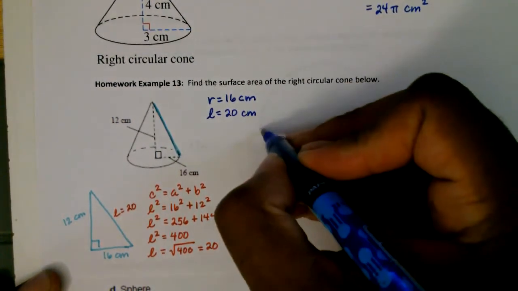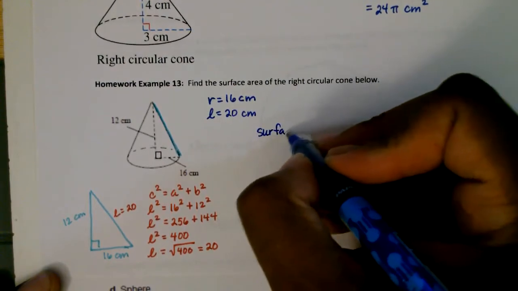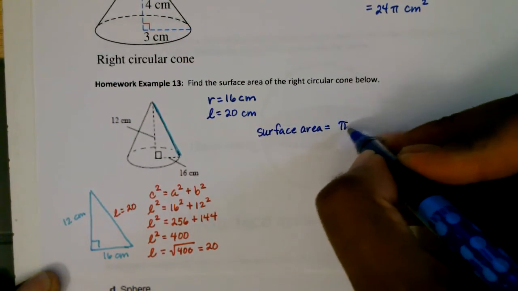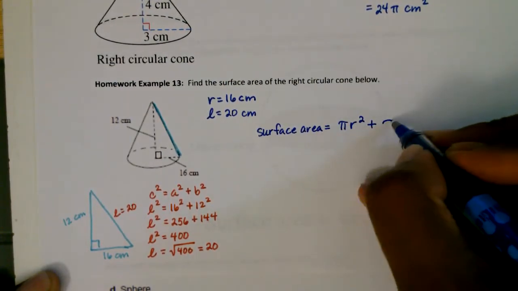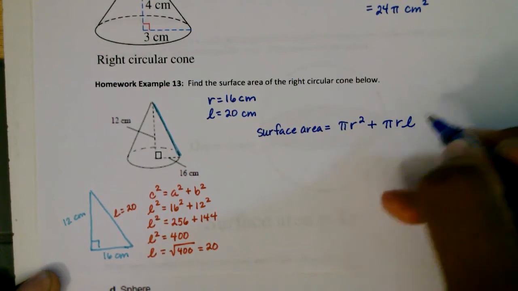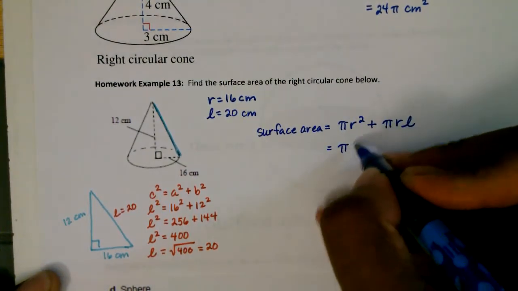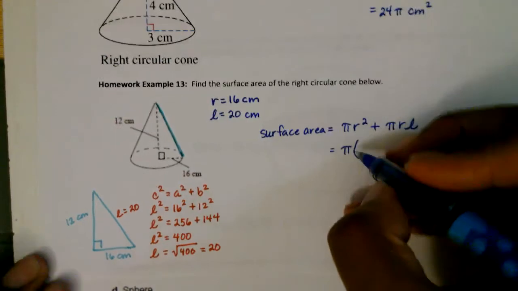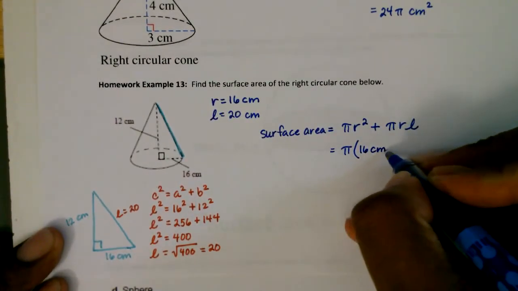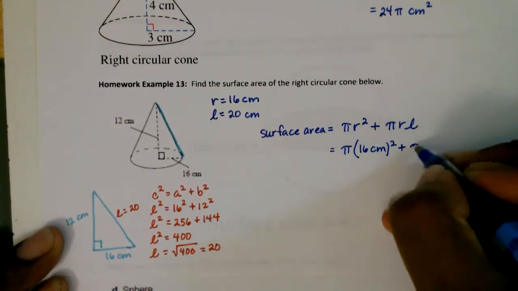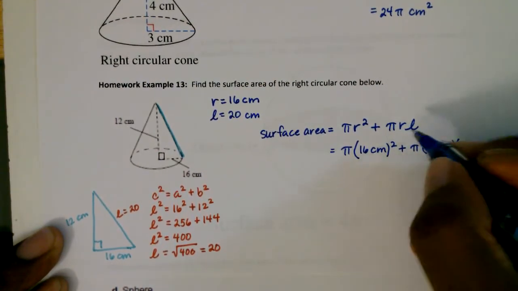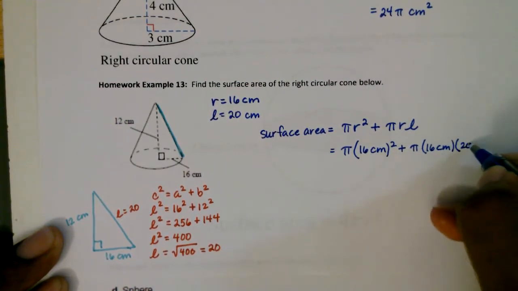And now I can go ahead and find the surface area, which is of course pi r squared plus pi r times L. And again, we're going to leave our final answer in terms of pi. So I'm going to bring down the pi times, the radius is 16 centimeters, and that's squared, plus pi times the radius, again, that's 16 centimeters, times L, that's 20 centimeters.